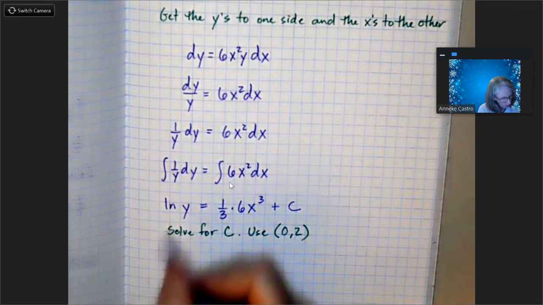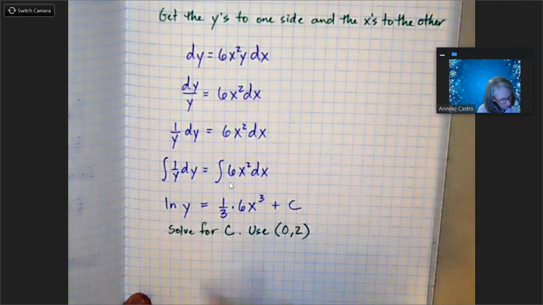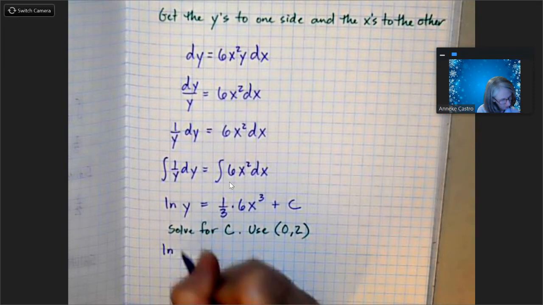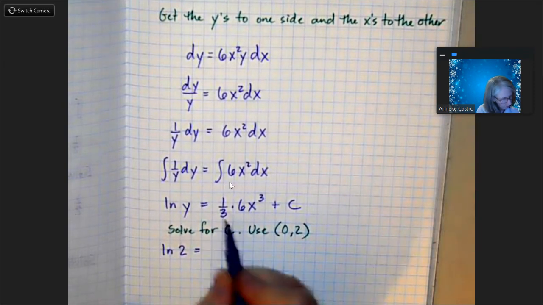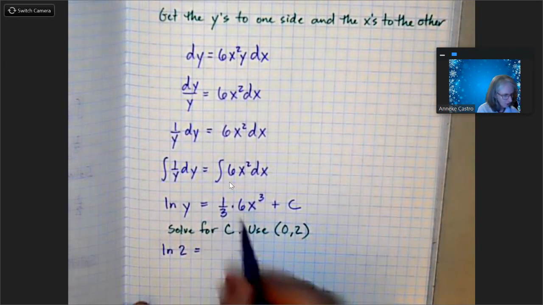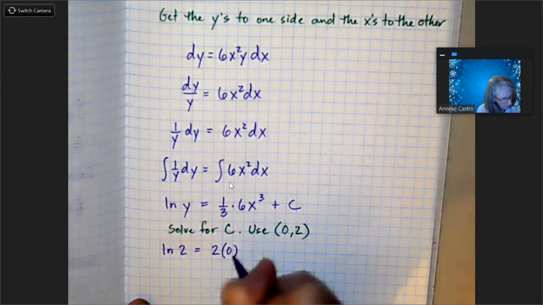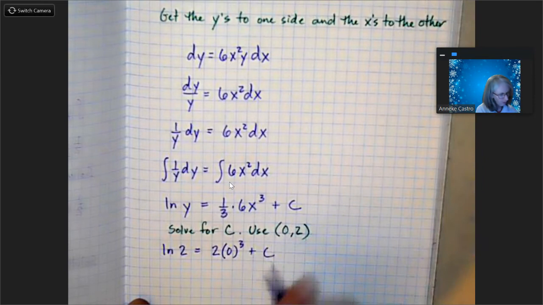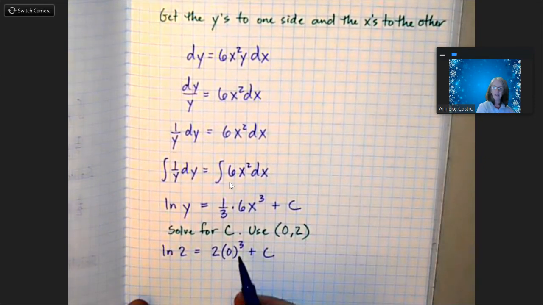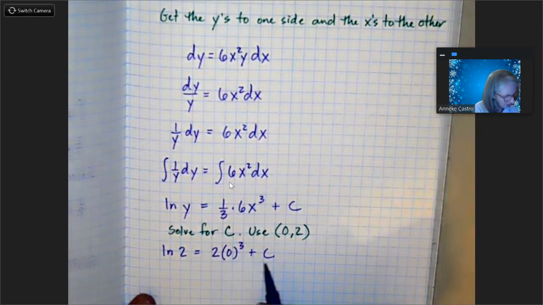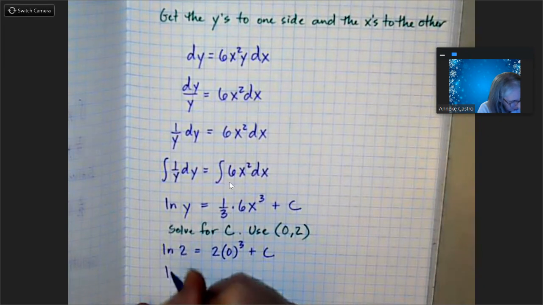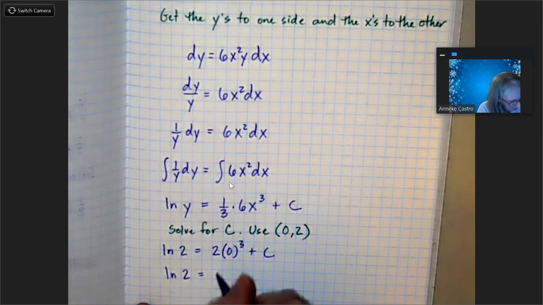So the natural log of y, well, y now is 2. So natural log of 2 is equal to, let's see, 1/3 of 6 is 2. So I'm going to go ahead and simplify that to 2 times 0 cubed plus c. Okay, well, this is easy. 0 cubed is just 0. 2 times 0 is 0. So c is equal to the natural log of 2.